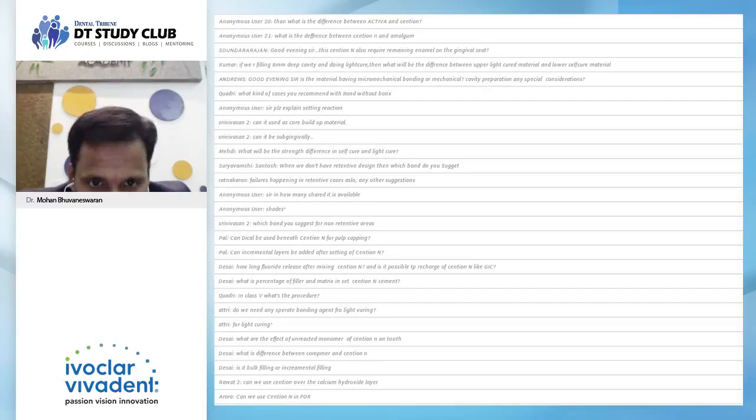How many shades is it available in? Good question. The next question is also about the shades. It is presently available in A2 shade, right? So that is the only shade. Probably later on they might introduce A3 according to the necessities.